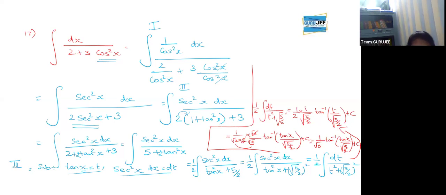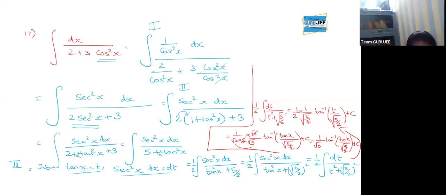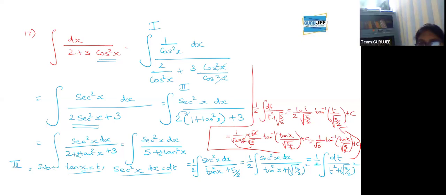Akshay, after copying, can you repeat the 3 steps? Divide by cos square x. Divide by cos square x and substitute secant square x by 1 plus tan square x. Yes. Third step, we have to substitute tan x equal to t and secant square x dx equal to dt. Okay, fine. That's all.